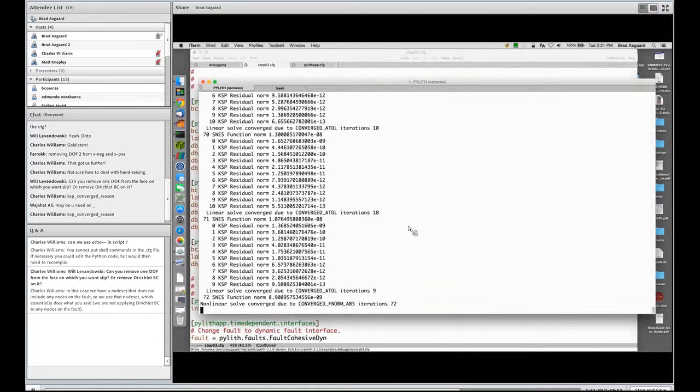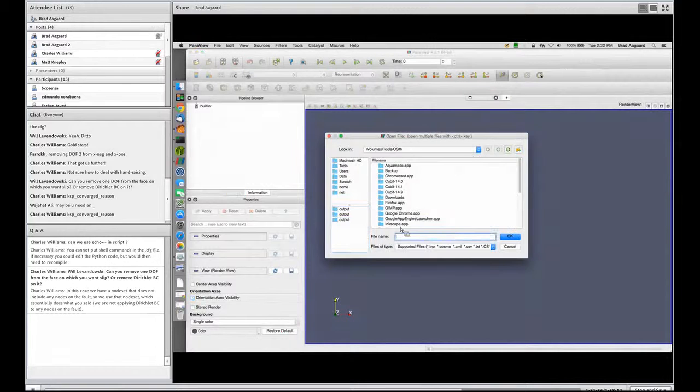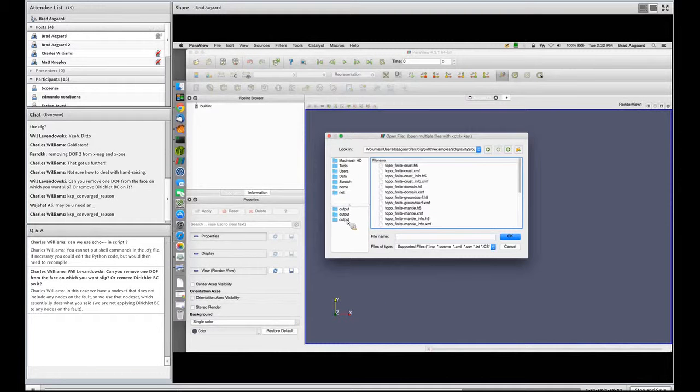Oh, we're getting some on there. It did take 70 iterations. This is a through-going fault, so this is one of the deficiencies of our current friction implementation, is that when you have a through-going fault, it does take a lot of iterations. But notice our number of linear solves per iteration is very small. We think we can do a lot better with our new fault implementation that we're implementing now. And so let's take a look.